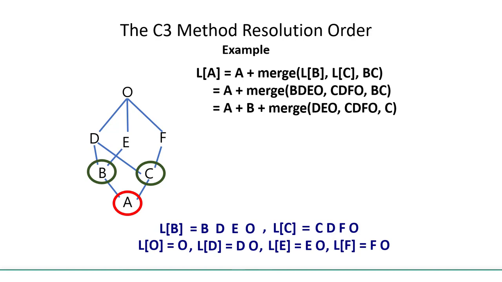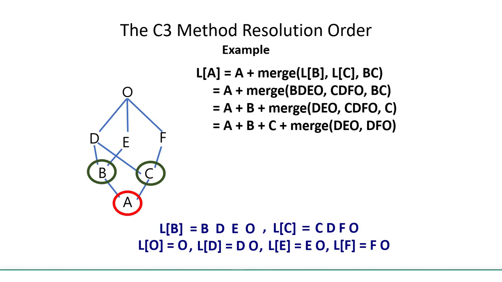And we could clearly see C is not part of the tail of any of the remaining lists. So we will remove this class C and add it up with class A and class B. Now we have the new expression class A plus class B plus class C, and the merge expression will be modified to merge of DEO comma DFO.